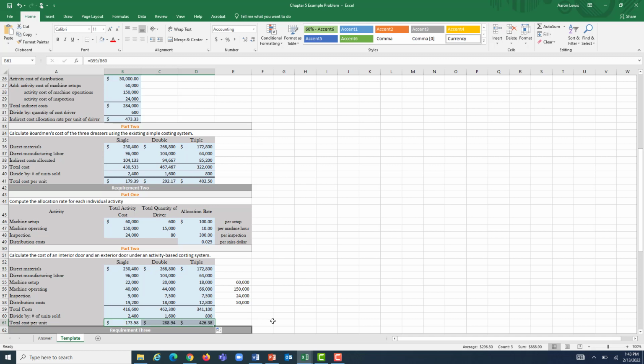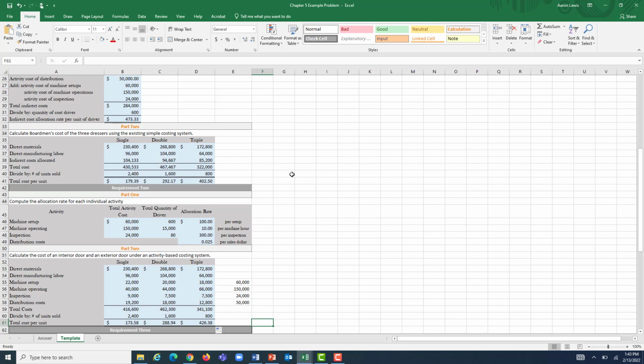So under this different system, this ABC system, the total cost of producing a single dresser, the way we're perceiving it, is going to be $173.58, which is down from the $179.29 we had up above. The double dresser has a perceived cost of $288.94 versus the $292.17 that we had above, so that is also cheaper. But the triple dresser has its cost per unit up to $426.38, well above the $402.50 that we were expecting above. So under this system, the triple dresser looks much more expensive to make than it did before, and that's information that we can use to determine pricing points.